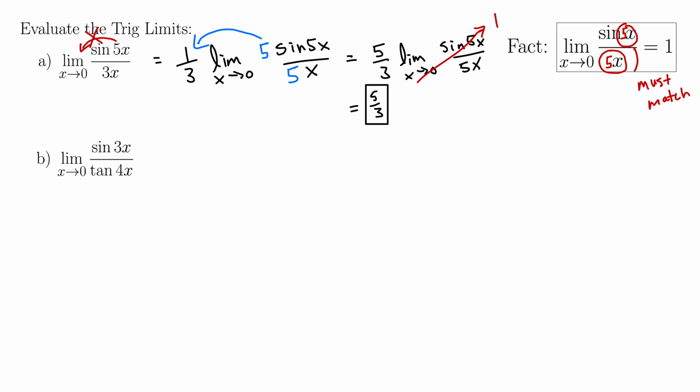Let's try the second one. For part B, we have the limit as x goes to 0 of sine 3x over tan 4x.